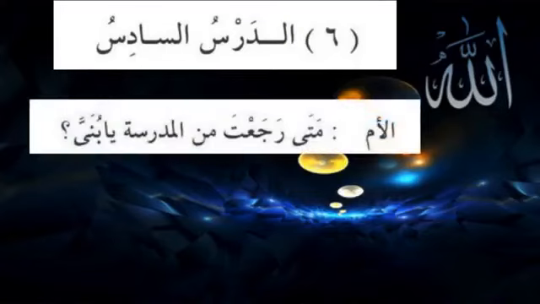So the mother is asking her son, Mata raja'ata min al madrasati ya bunayya. We're going to understand this sentence. Mata is an article of question. It is when, and it is a zarf. Raja'a means he returned, so Raja'ta means you returned. So when did you return? This is the past tense. Raja is the fa'il and ta is the fa'il.